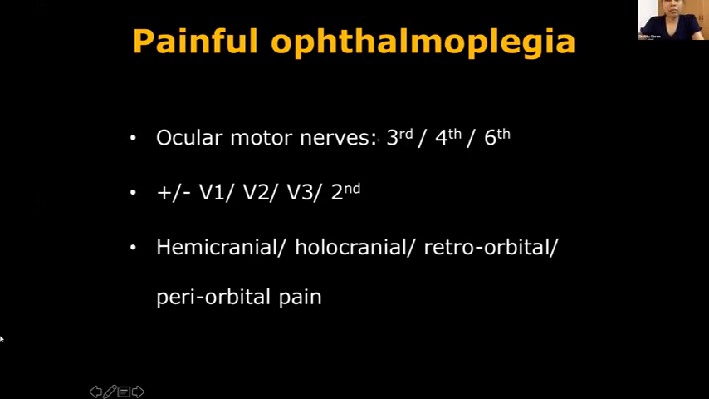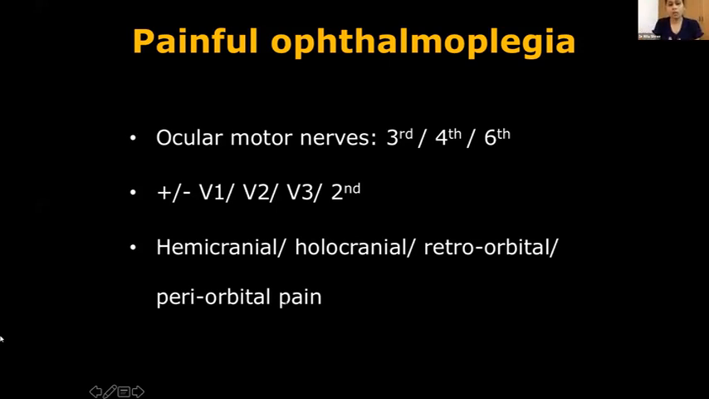So, painful ophthalmoplegia, as in any ophthalmoplegia, is involvement of the ocular motor nerves: third, fourth, or sixth, or in varying combination, all three or two of the three. And sometimes we can get sensory division of fifth nerve along with ocular motor nerves, as well as second involvement, the optic nerve involvement. In painful ophthalmoplegia, the additional thing is pain, which can be hemicranial, holocranial, retroorbital, or periorbital.